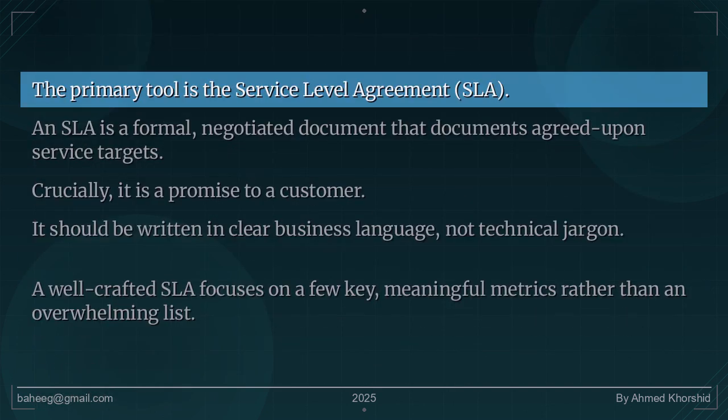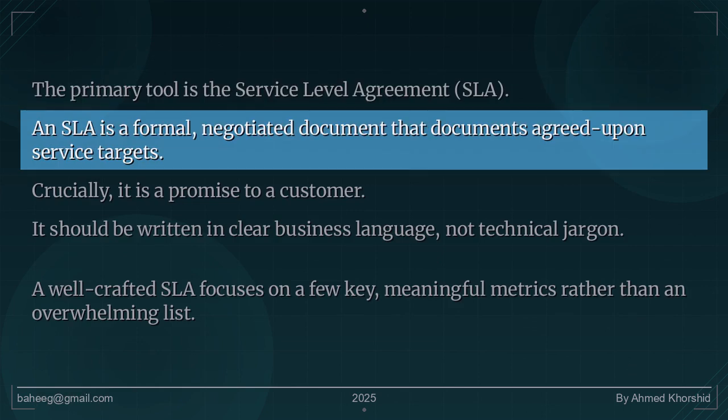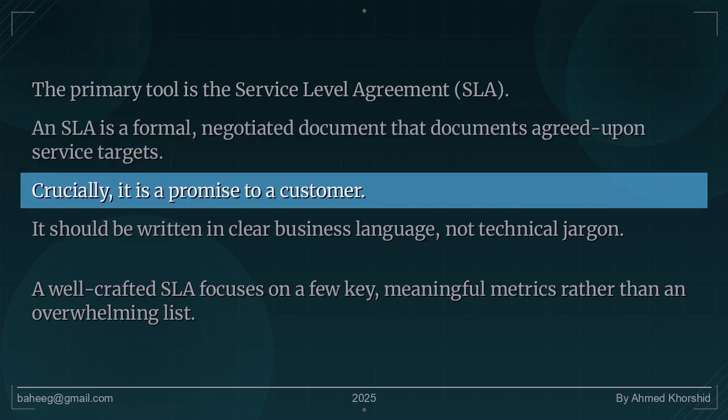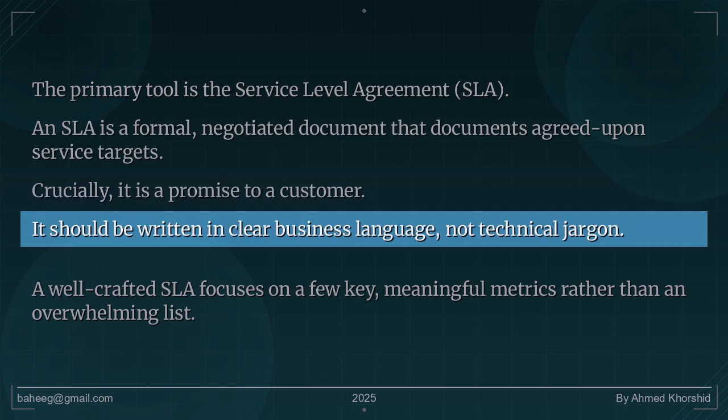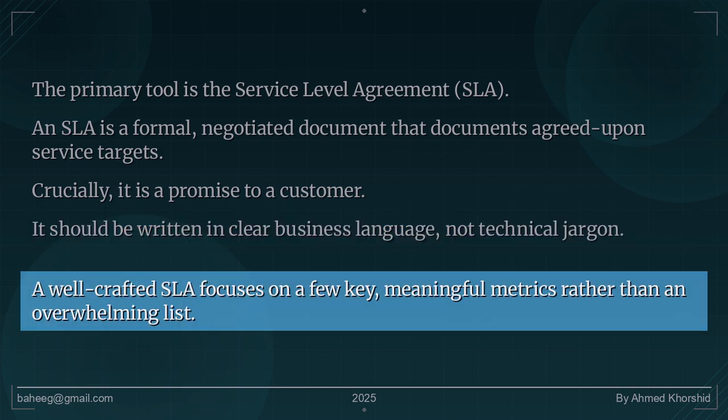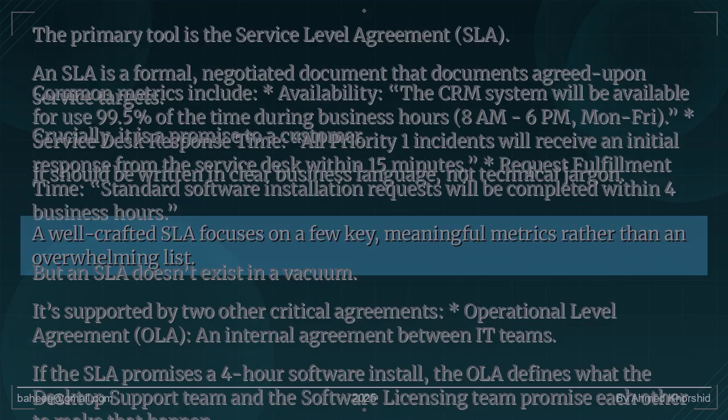The primary tool is the Service Level Agreement, SLA. An SLA is a formal, negotiated document that documents agreed-upon service targets. Crucially, it is a promise to a customer. It should be written in clear business language, not technical jargon. A well-crafted SLA focuses on a few key, meaningful metrics rather than an overwhelming list.